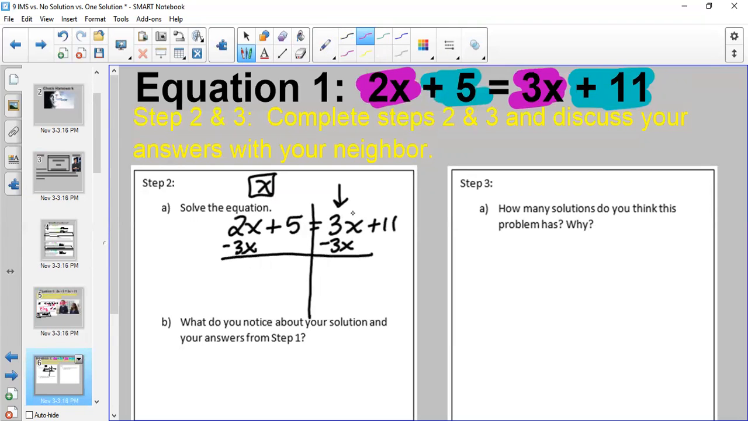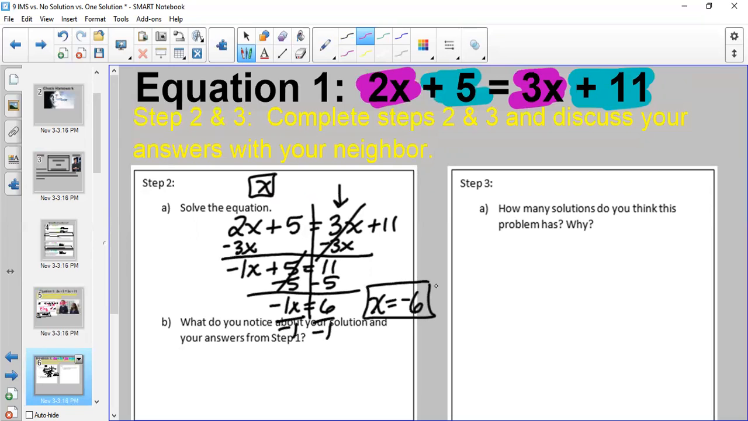So that cancels out my x's on the right. I have negative 1x on my left. And now it's a 2-step. So I'm going to send that 5 to the other side by switching the side, switch the sign. So we have negative 1x equals 6. And last, we're going to divide by our coefficient to get us a final answer of negative 6.